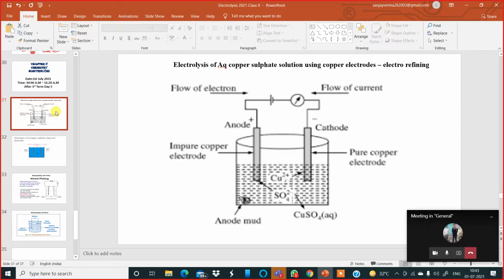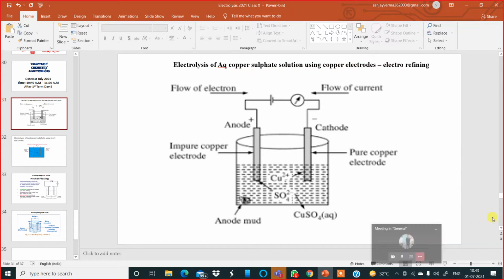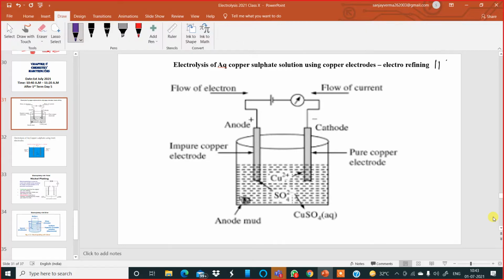Today, the next example of electrolysis that I would like to explain to all of you is electrolysis of aqueous copper sulfate solution using copper electrodes. You will find this in your textbook on page number 116. You may keep your books open if you want to, otherwise, you may leave it.